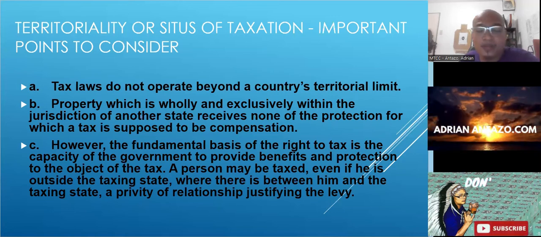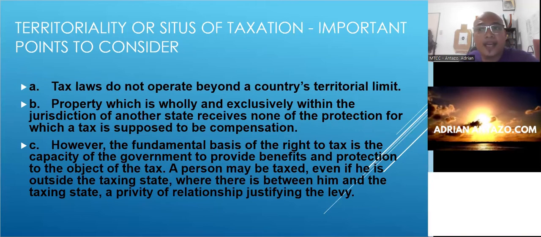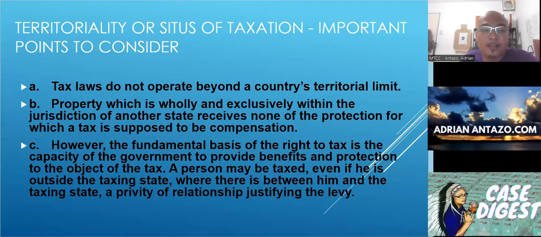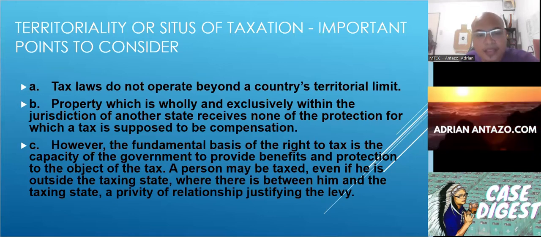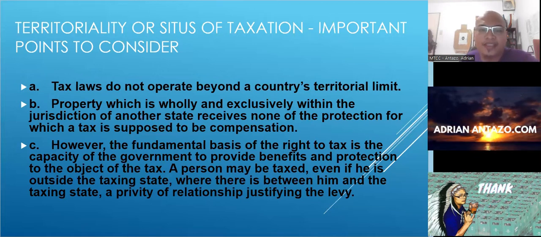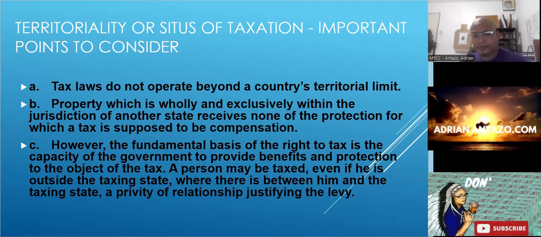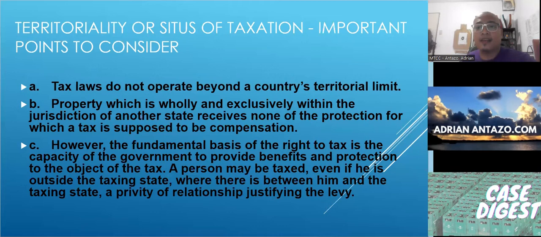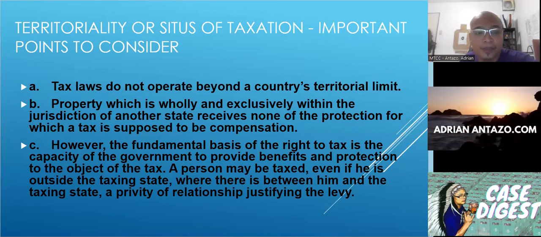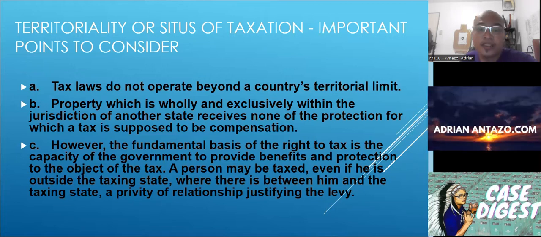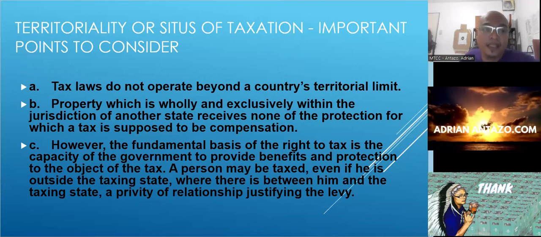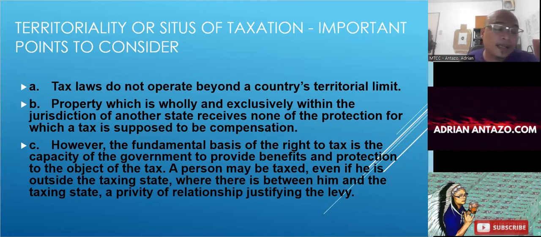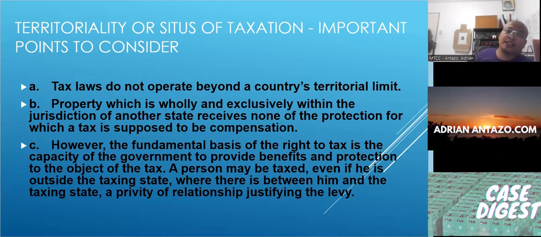So for example, tayong mga Pilipino, pag nagpunta ka sa ibang bansa at kumita ka sa ibang bansa, the BIR hindi ka pwede nilang habulin because it is already outside the territorial limits of our country, okay, or our jurisdiction. Property which is wholly and exclusively within the jurisdiction of another state receives none of the protection of which a tax is supposed to be compensation. So, let's say you have a property, yung kay Manny Pacquiao, for example. Si Manny Pacquiao, meron siyang mansion sa California, right? Now, yung mansion na yon is hindi pwedeng taksan ng BIR dito sa Pilipinas, right? Because it is already outside the jurisdiction of the Philippines. And, okay, that property in California is already outside the territory of the Philippines, and hindi yan mapoprotektahan ng state ng Pilipinas. Kasi nga, nasa California siya.